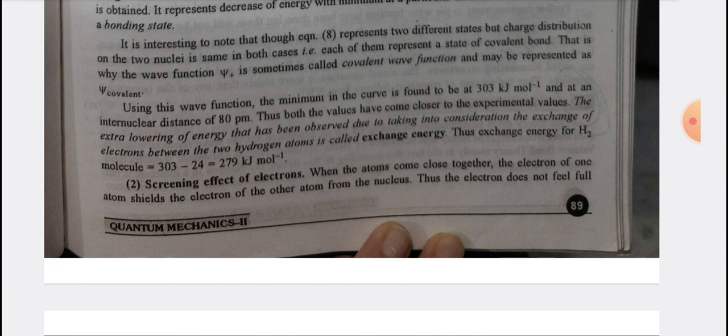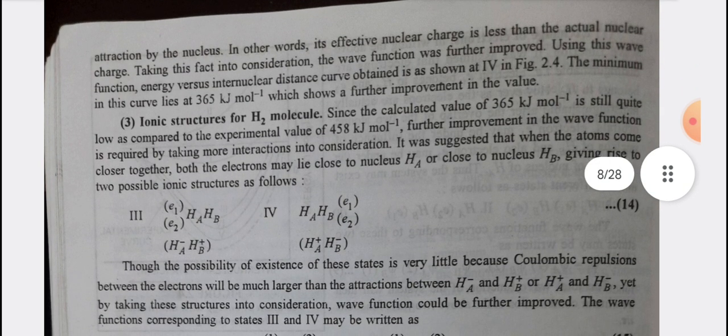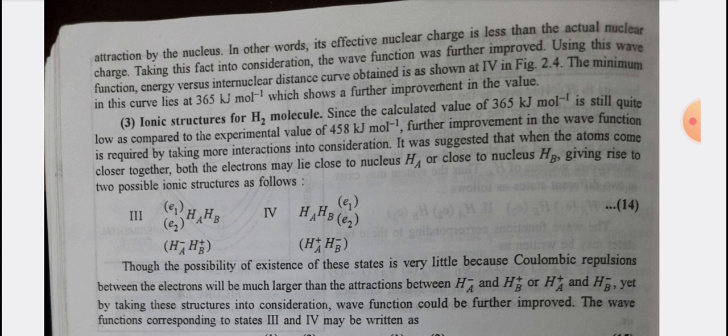Second is the screening effect of electrons. When the atoms come close together, the electron of one atom shields the electron of the other atom from the nucleus. Thus, the electron does not feel the full attraction of the nucleus. In other words, the effective nuclear charge is less than the actual nuclear charge. Taking this fact into consideration, the wave function was further improved. Using this wave function, the energy versus internuclear distance curve obtained is shown as 4 in figure 2.4. The minimum in this curve lies at 365 kilojoule per mole, which shows a further improvement in the value.